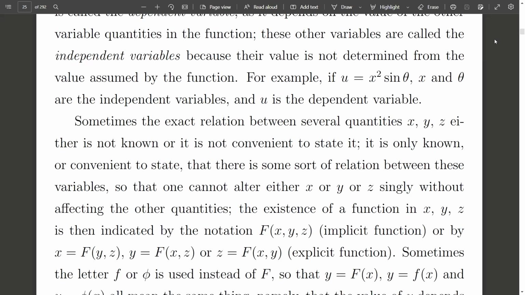Sometimes the exact relation between several quantities x, y, z either is not known or it is not convenient to state it. It is only known or convenient to state that there is some sort of relation between these variables so that one cannot alter either x or z or y singly without affecting the other quantities. The existence of a function in x, y, z is then indicated by the notation capital F(x, y, z), which is an implicit function, or by x is equal to f(y, z), y is equal to f(x, z), or z is equal to f(x, y), which are explicit functions.